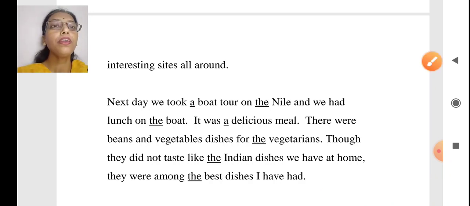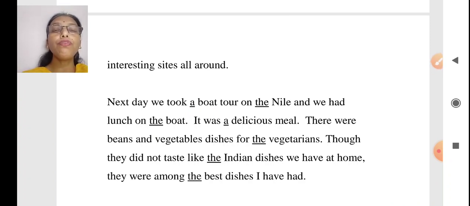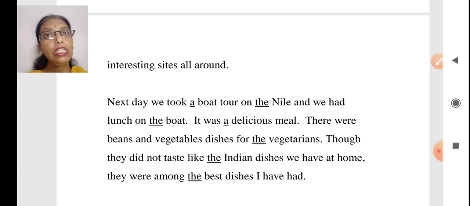Yes? It was a delicious meal. There were beans and vegetable dishes for the vegetarians. Vegetarians again, a particular kind of people. Though they did not taste like the Indian dishes. Remember I said for a particular nationality, the Chinese, the Japanese, the German, same with the Indian. The Indian dishes we have at home, they were among the best dishes I have had. So I'm talking about the particular dishes which are best for me. The best dishes I have had.